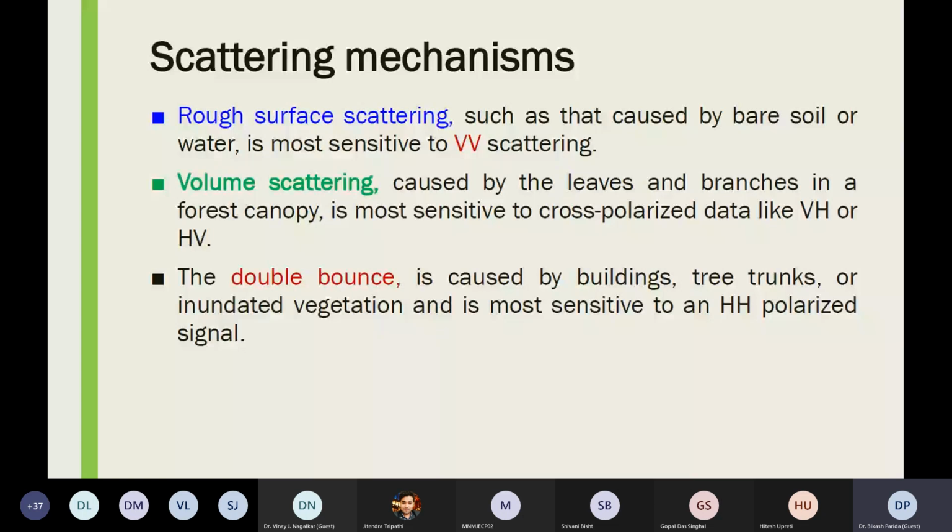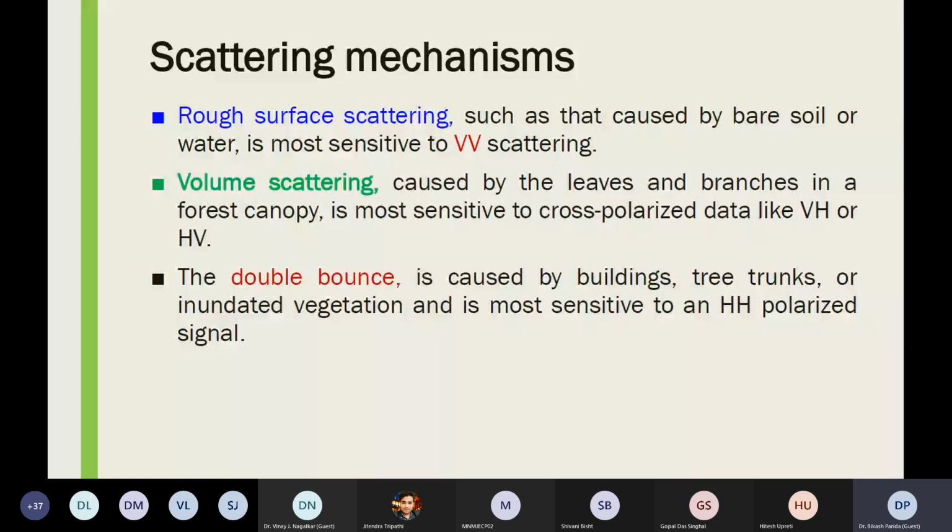And then the VV or HH, that is basically the co-polarizations. It is mostly called co-polarizations. And in case of double bounce, mostly you'll find it from the urban areas or the built-up setup. And for that, HH polarization is most sensitive for the double bounce. Therefore, for urban studies, HH can be more useful than the other polarizations.